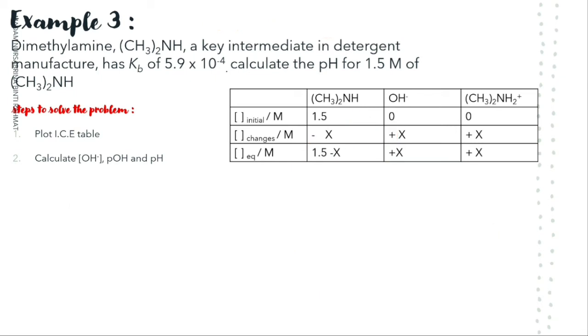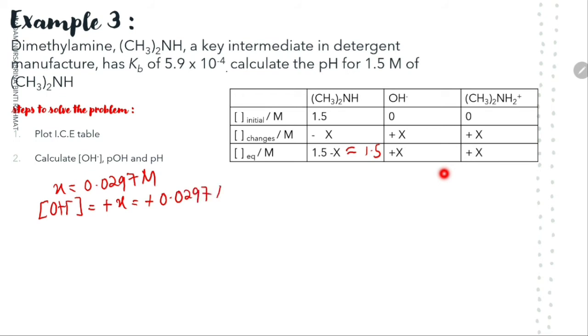So we already calculated our X value and justified the assumption that X is too small, so your equilibrium concentration of dimethylamine is just equal to 1.5. From your calculation previously, your X is equal to 0.0297 molar. Now let's calculate the concentration of OH minus. If you refer to the ICE table, it is equal to just positive X, which is 0.0297 molar. Concentration means you need to have that unit, molar.